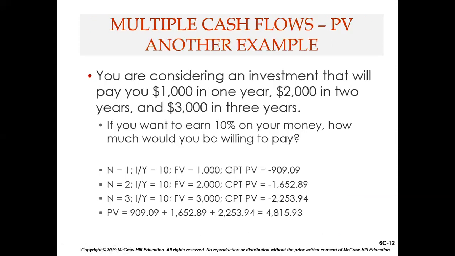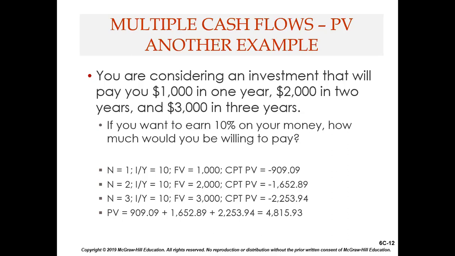Now, in the next example, you are considering an investment that will pay you $1,000 in 1 year, $2,000 in 2 years, and $3,000 in 3 years. Again, if you want to earn 10% on your money, how much would you be willing to pay? So now we're going to determine how much that $1,000 first payment at the end of year one is worth today. That $1,000 would only be compounding for 1 year. Enter the information in our calculator or our formulas. Its present value is $909.09.